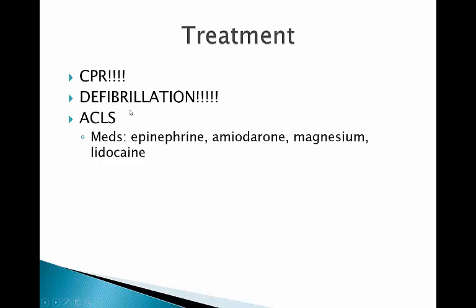Treatment: CPR and defibrillation. Boom, boom, boom. For advanced cardiac life support, we give epi, we give amiodarone, magnesium. Again, not so much the lidocaine anymore. That used to be the standard drug of choice, but it's not anymore. So epinephrine, amiodarone, and magnesium boluses are the drugs of choice for VFib.